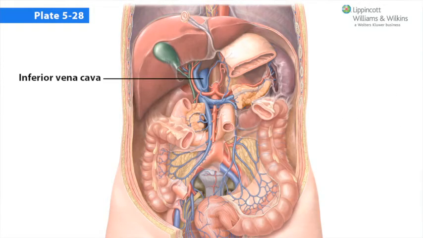The inferior vena cava arises from the coalescence of the left and right common iliac veins at about the level of the body of the 5th lumbar vertebra, to the right of the aorta. As it ascends, the lumbar vertebral bodies and right psoas major muscle are deep to it.